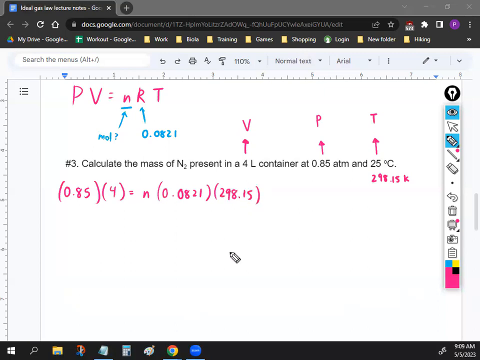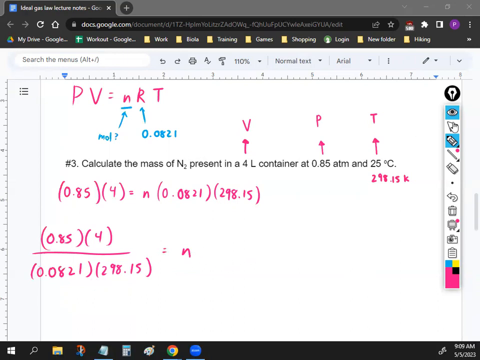Okay. All right, so we need to isolate the n. So we got to move these two guys to the other side. Now they're being multiplied. So again, same thing. We're going to divide on the other side. So if we divide on the other side, we'll get 0.85 times 4 on the top divided by 0.0821 and 298.15. Okay, so I'll pause right there. Any questions on how we got to this point? We're just moving these numbers to the other side by dividing.